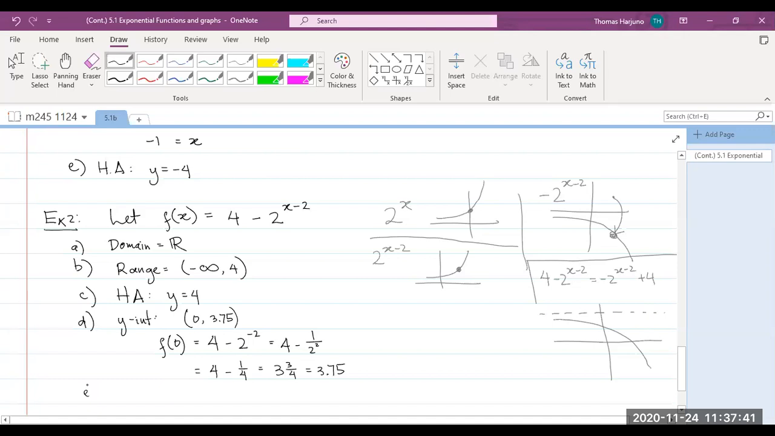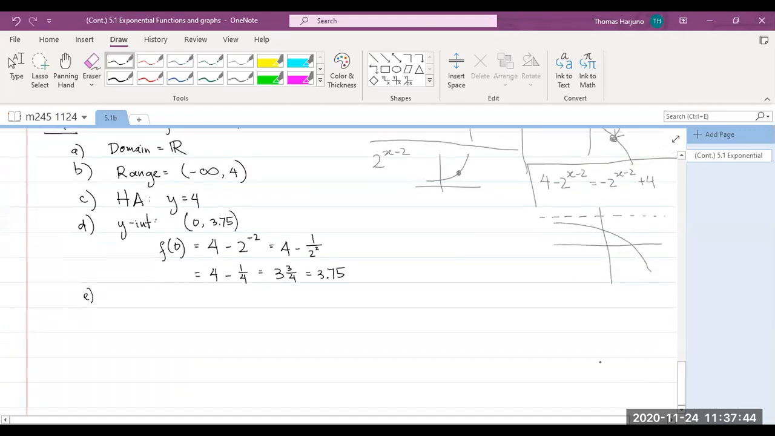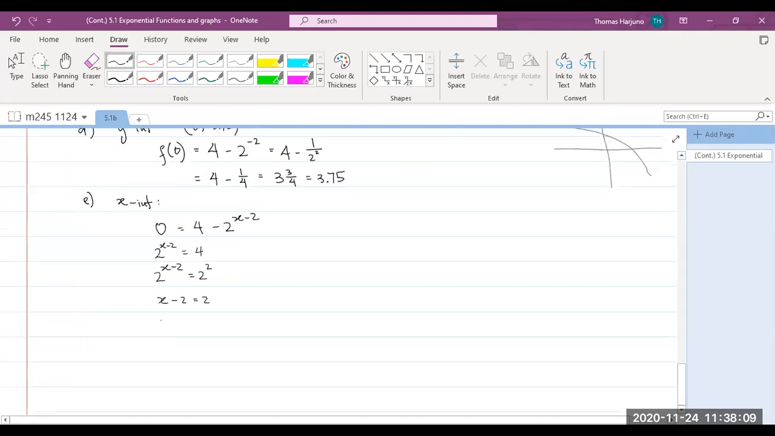How about our x-intercept? What is our x-intercept? We set y equal to 0 and then solve for x. 2 to the x minus 2 equals 2 squared. So x minus 2 equals 2, x equals 4. Okay, so the x-intercept will be (4, 0).